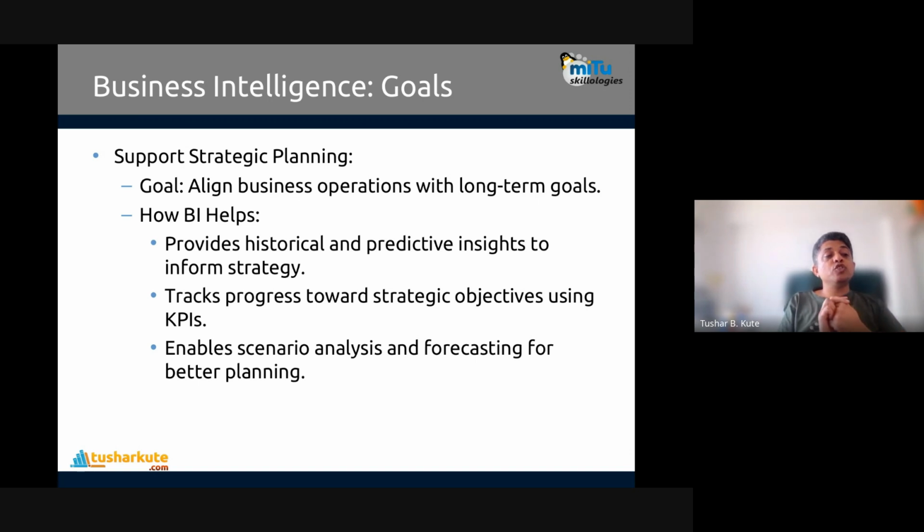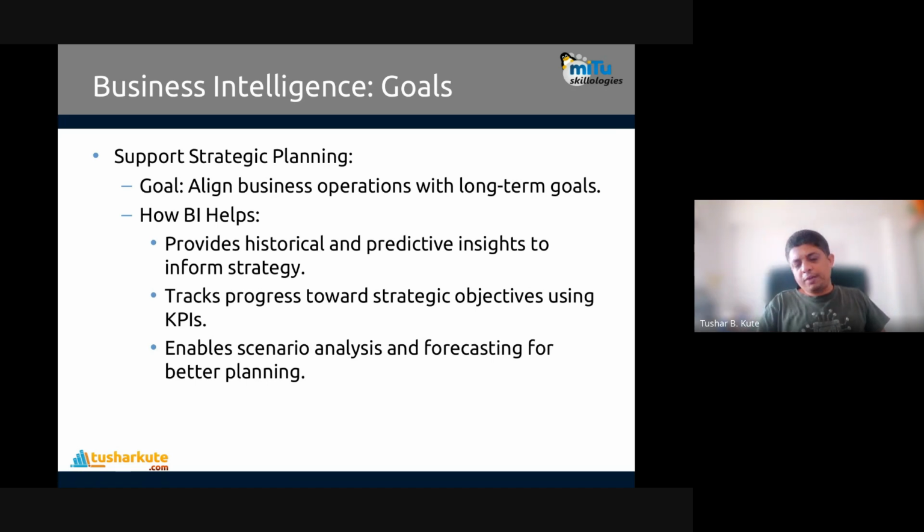Which strategies should we use so that the company will grow faster in an appropriate linear incremental direction? Align business operations with the long-term goals. So how will it help? Historical predictive insights can be provided to inform strategies. Track the progress towards strategic objectives using KPIs. And finally, enable scenario analysis.